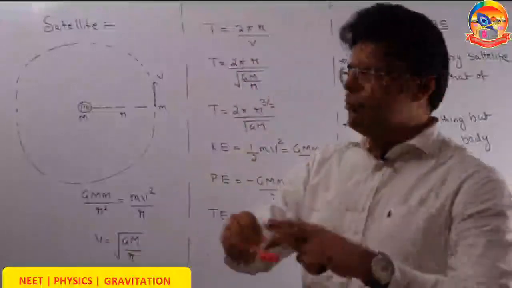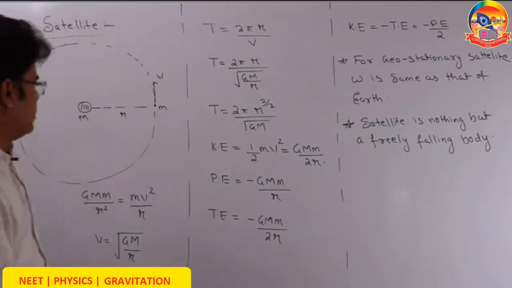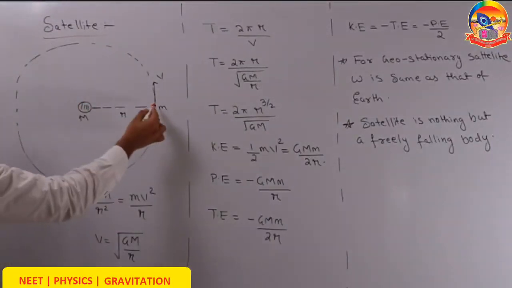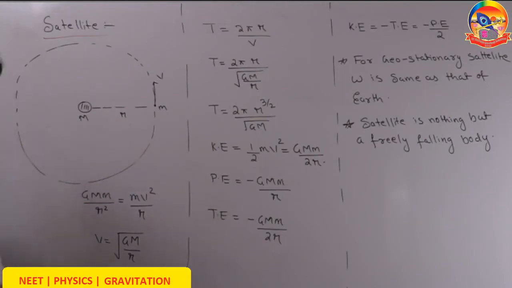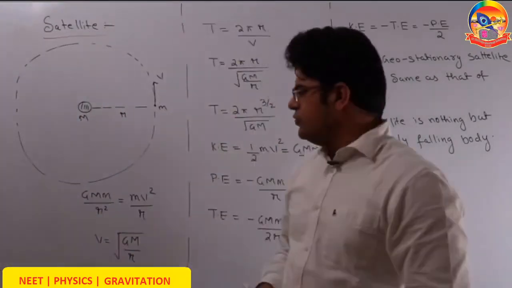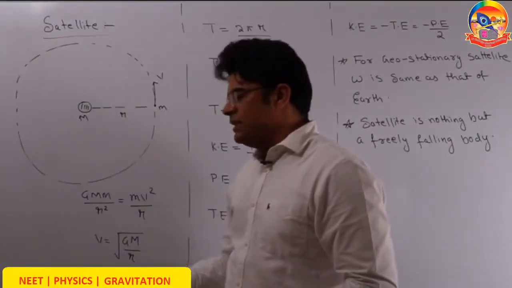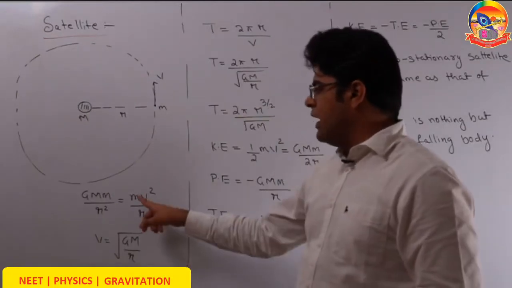So now it's time to talk about satellites. Let's say this is Earth of mass M and a satellite of mass small m revolves around it with a speed v in a circle of radius r. We know that the net force acting towards the center must be equal to centripetal force. So the force of gravity acting towards the center provides the required centripetal force. So GMm by r square equals mv square by r.